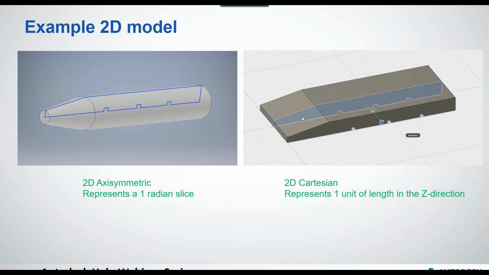And in a 2D Cartesian, that slice represents 1 unit of length in the Z direction. So your model, that cross-section, is in the XY plane, and the dimension in the Z direction would be 1 unit, whatever your units are, be it millimeter, meter, inch, it's 1 unit. And that's very important to know when you set up your inlet or outlet boundary conditions. If you have a flow rate, that area is either based on 1 unit in the Z direction, or in the case of a 2D axisymmetric, it's based on a 1 radian slice. So you need to be aware of that, such that you set up your boundary conditions properly.